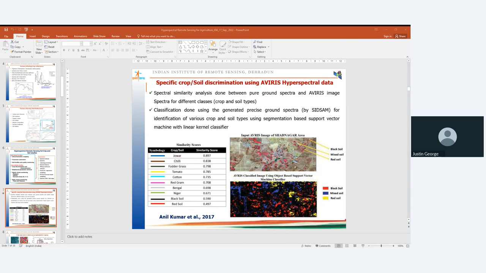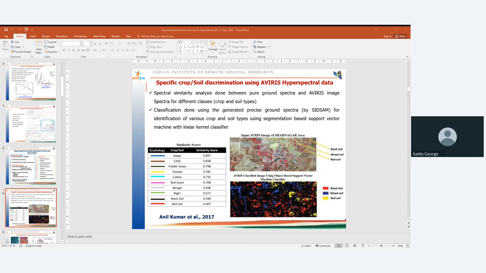The higher the similarity score, the higher the similarity between the ground collected data and the airborne or spaceborne collected data. And based on these, the precise spectral libraries were generated by a combination of a technique known as SIDSAM, that is the spectral information divergence combined with the spectral angle mapper technique. This is mainly used for combining the spectra of the same crop or the same land use land cover, which is spread throughout the bigger area. So there should be one final spectra we should get for classifying all these things. So it was for generating this precise spectral library.